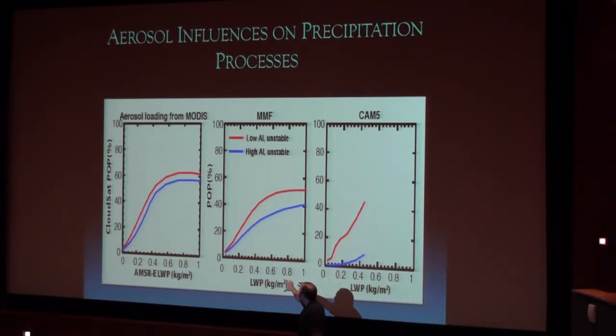In the middle here, we have the multi-scale modeling framework where we embed a cloud resolving model within the GCM grid box. You try to represent the precipitation process a little more accurately. And you can see that having that little bit more direct measure of precipitation processes leads to an improvement at least. There's still a little bit high sensitivity there to aerosol, but at least a much better match with the observations than what you get without having the CRM embedded.